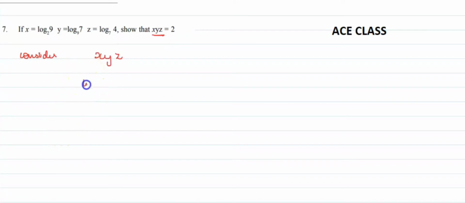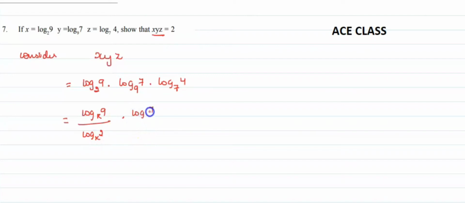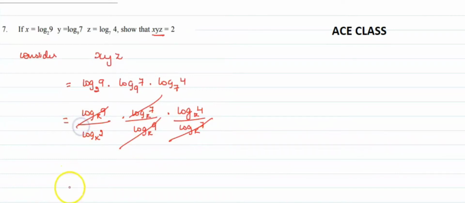What is the value of x here? That is log 9 to the base 2 multiplied by log 7 to the base 9 multiplied by log 4 to the base 7. So again we have multiplication. What I will do is introduce a common base, which is k. Log 9 to the base k by log 2 to the base k multiplied by log 7 to the base k by log 9 to the base k multiplied by log 4 to the base k by log 7 to the base k. Log 7 to the base k and log 7 to the base k will get cancelled. Log 9 to the base k and log 9 to the base k will get cancelled.